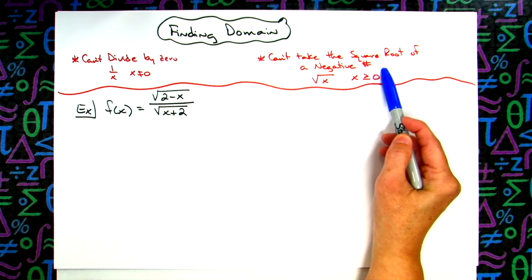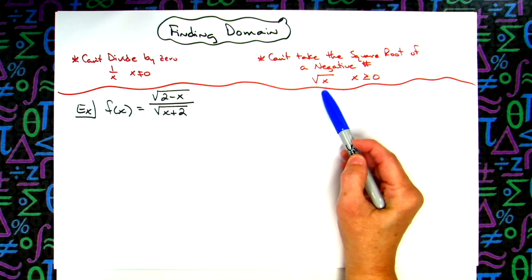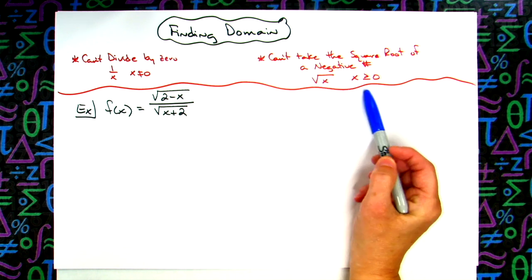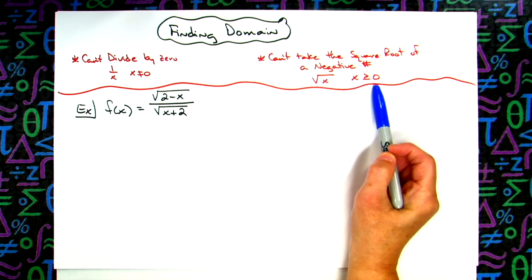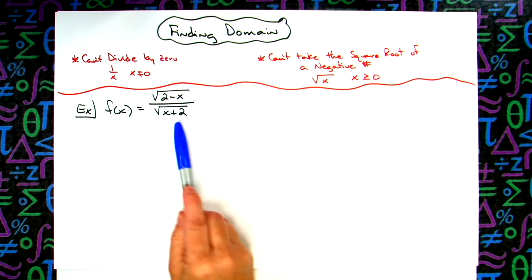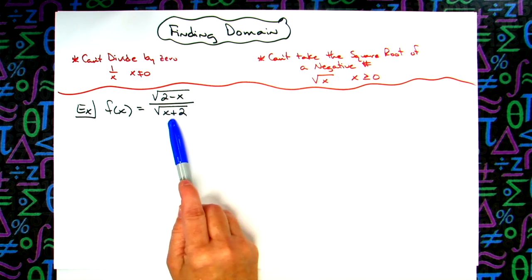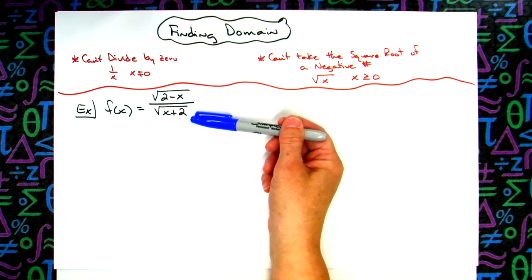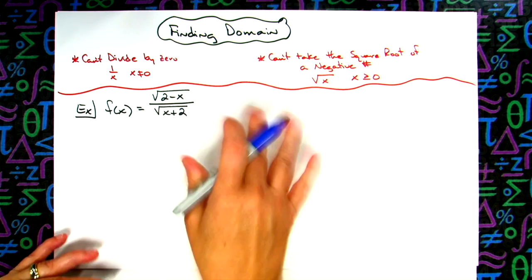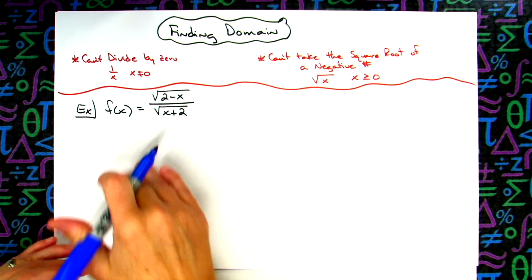This is assuming you're working in the real number system, in which case for the square root of x, my domain restriction would be that anything underneath that radical has to be greater than or equal to 0. So in this scenario, I have a rational function, so clearly I cannot divide by 0, but I also have a square root in the top and the bottom. So I've got to take into account both of these conditions in both locations.